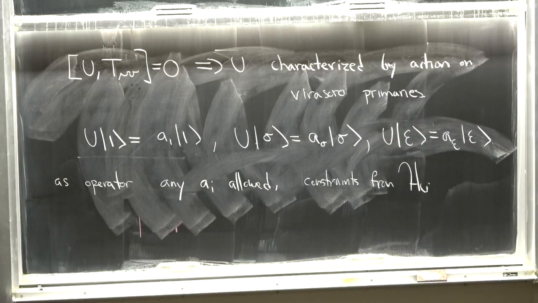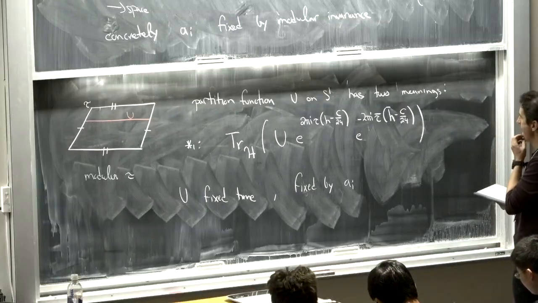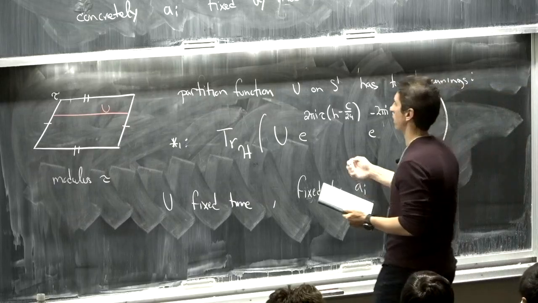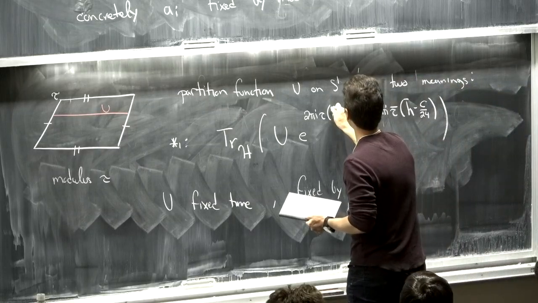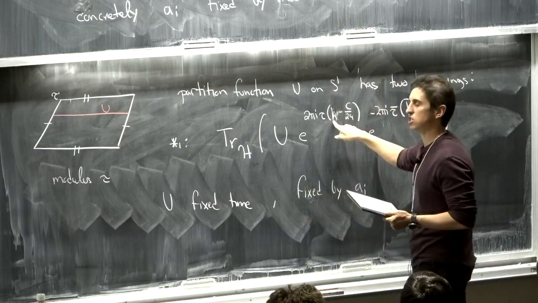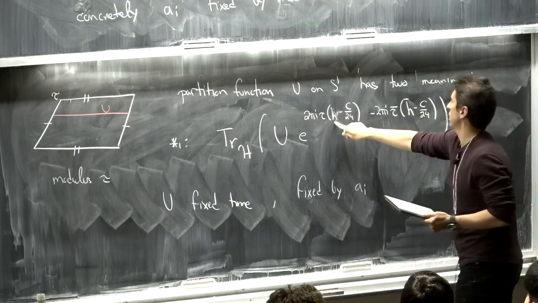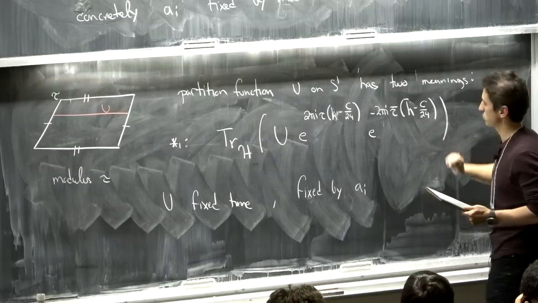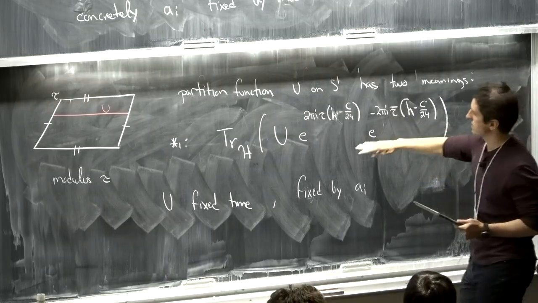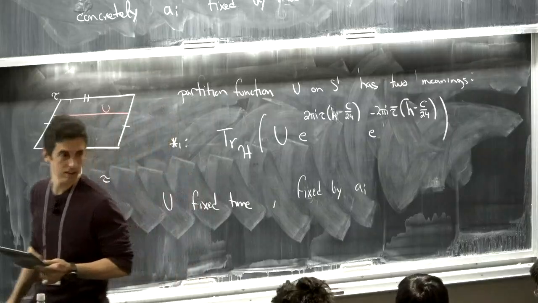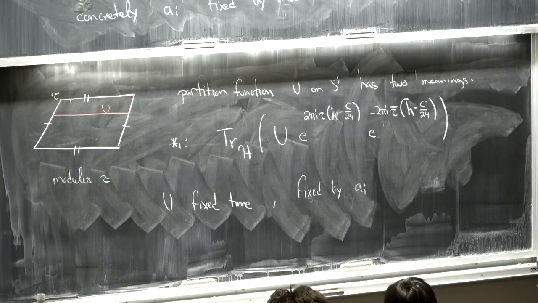So the h is L naught, because I put the c over 24. Yes, I'm abusing notation. Let me just not introduce L and L naught. h and h bar are the eigenvalues of L naught and L naught bar, assigned to any state in this trace. Okay, so that's interpretation 1.